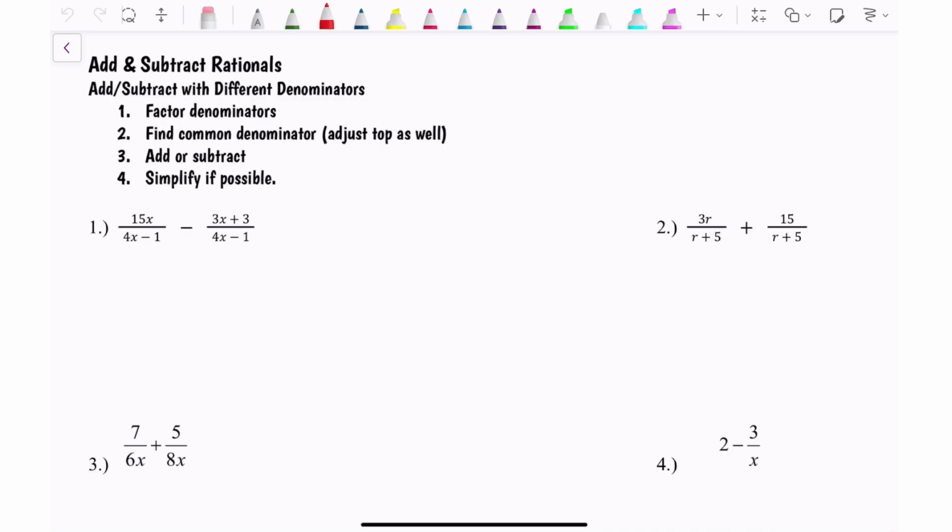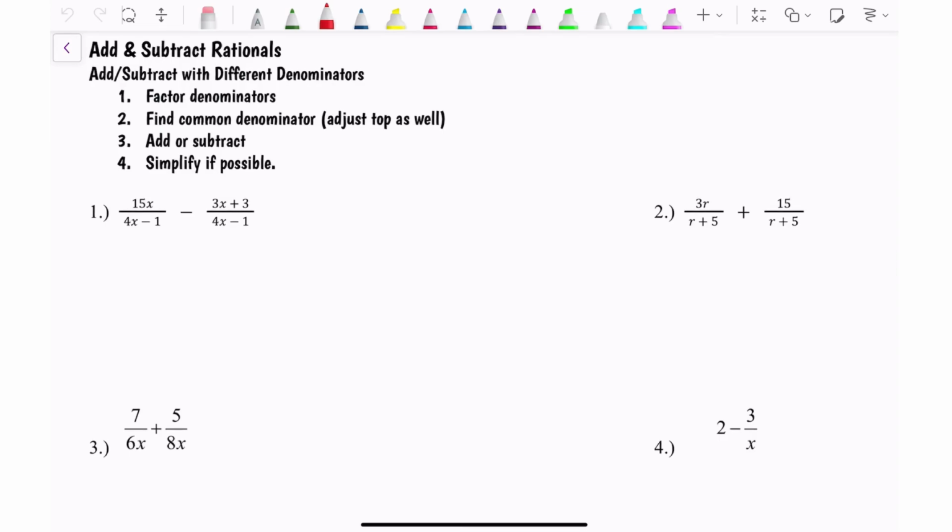In this video, I'm going to go over how to add and subtract rational expressions. So just like adding and subtracting any type of fraction, you have to have a common denominator. So I'm going to first look for a common denominator. In the first example, I have one. And so when you have a common denominator, you're just going to add and subtract across the top, and you're going to keep your denominator the same.